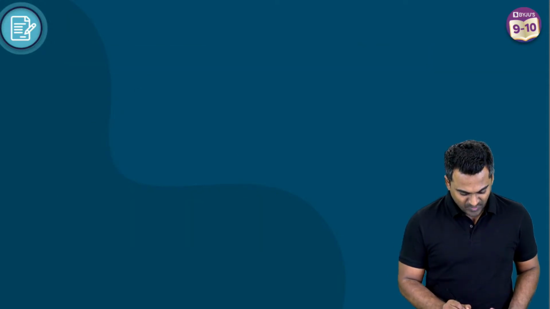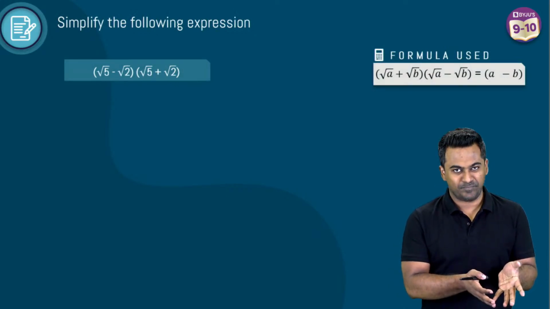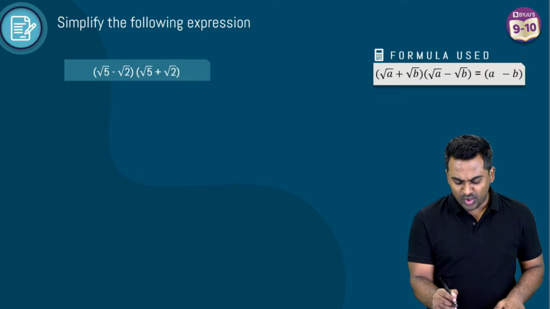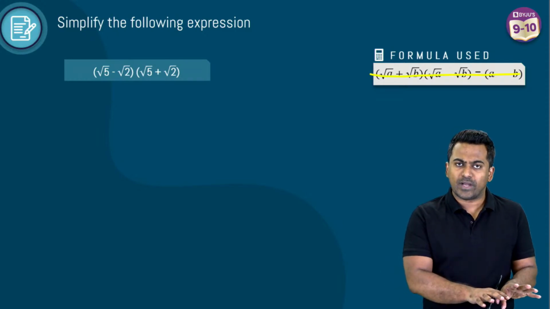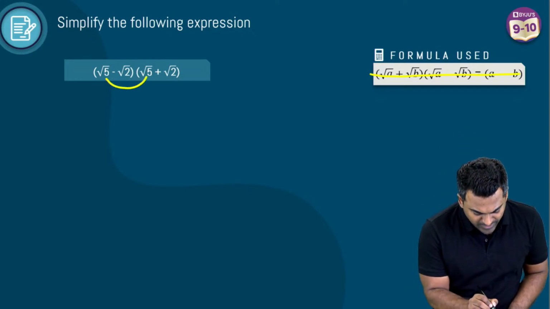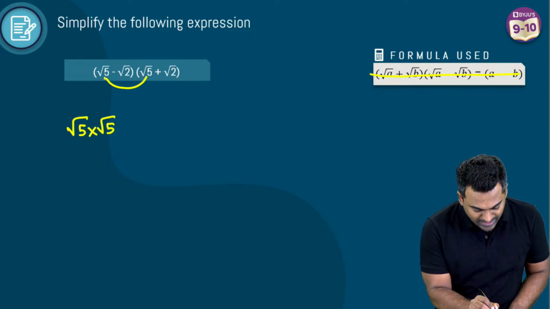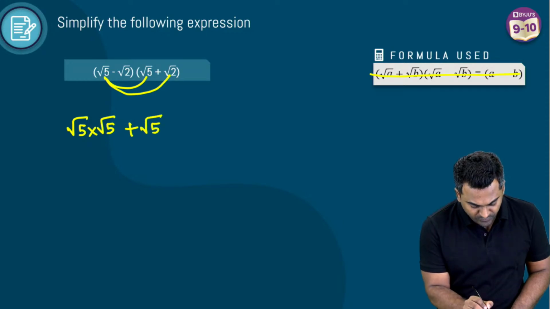Okay. All right. So let's check out how this is to be done. The process is the same, right? Like I'm not going to even bother using this formula for now. I will just do this one the way I did the last question. So root 5 multiplied with root 5. I will write that first. Now this root 5 gets multiplied to plus root 2. So plus root 5 multiplied with root 2.